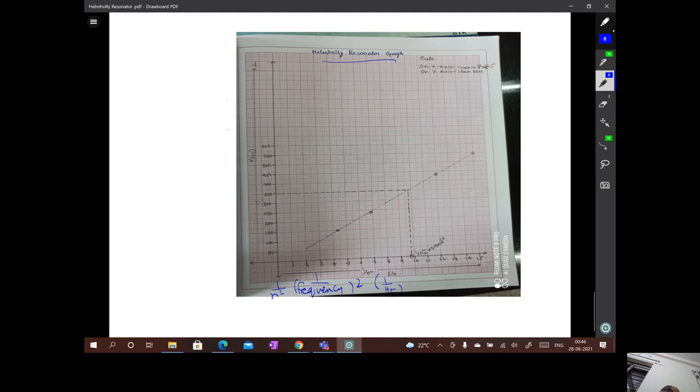Here also in the y-axis you have just written V in CCC, cubic centimeter. Instead of that, one has to write here the resonating air column V in cubic centimeter. So this is the way one should actually mark.